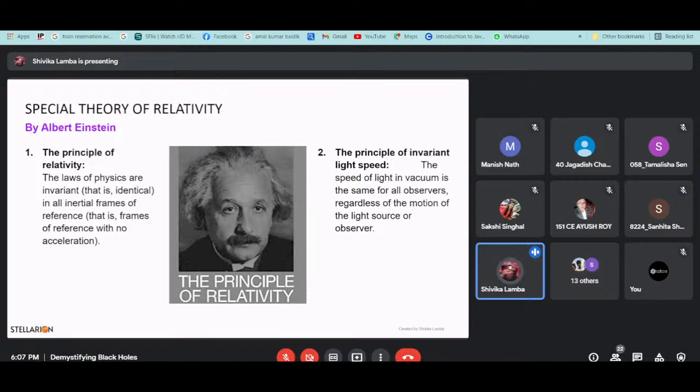Now, if you were to accept the second principle as a fact, that the speed of light in vacuum remains the same for all observers regardless of their motion, then it immediately follows that space and time are not independent. Let's take a look at this with an example.